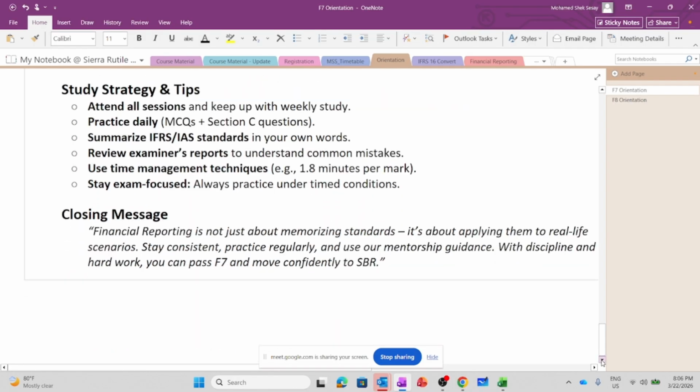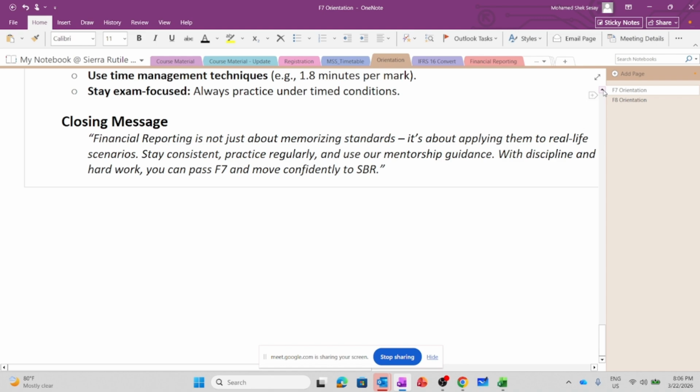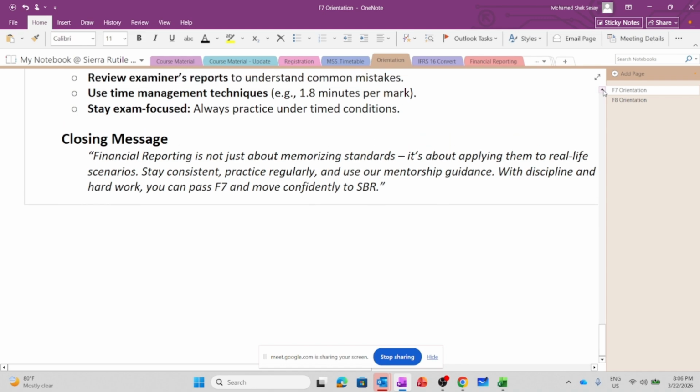Always, when you're going to solve questions from the kit, we're going to time ourselves. For example, if you're going to solve 5 questions, for each objective test question, we are not going to spend more than 1.8 minutes. Whether it's a calculation or whether it's narrative, whichever the situation might be, we are not going to spend more than 1.8 minutes per question. Then basically, this is the closing message: there's no need for you to memorize the standard. As I mentioned earlier, you need to understand the standard and know how you can apply it in real life, which is very much important.